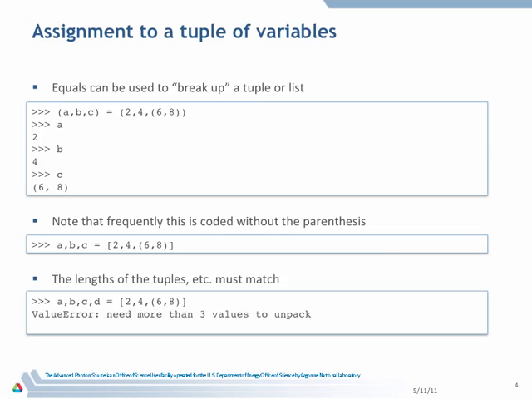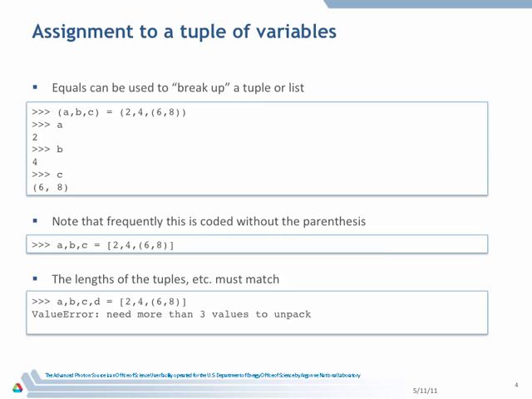and C becomes the third element, which in this case is a nested tuple. More commonly, you'll see things done where people just put down A, B, and C equals something which has 3 values. So for example, it's not uncommon, if you're calling a routine and you know the routine is going to return 3 things, to just write it in this way. But the lengths have to match.